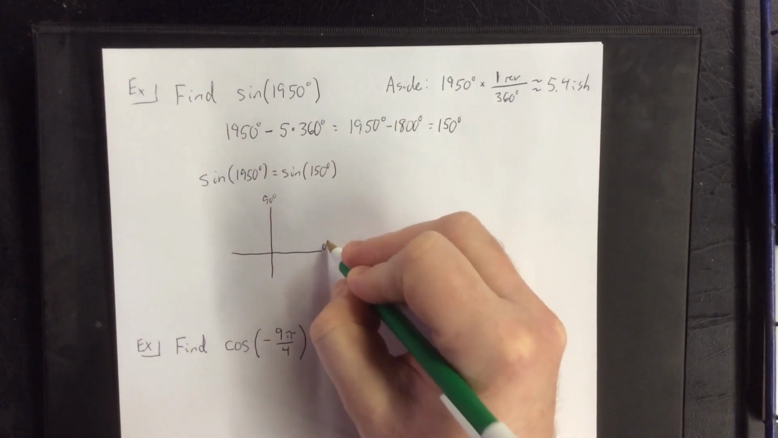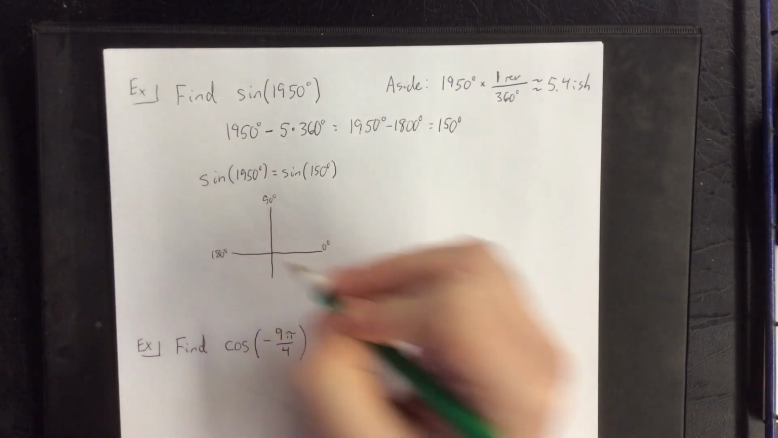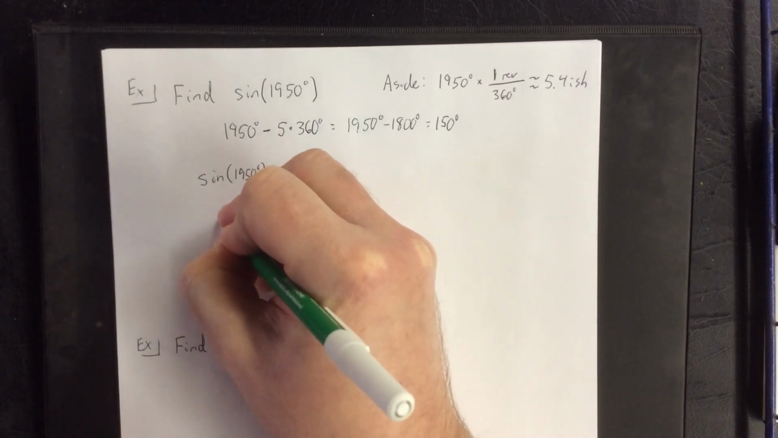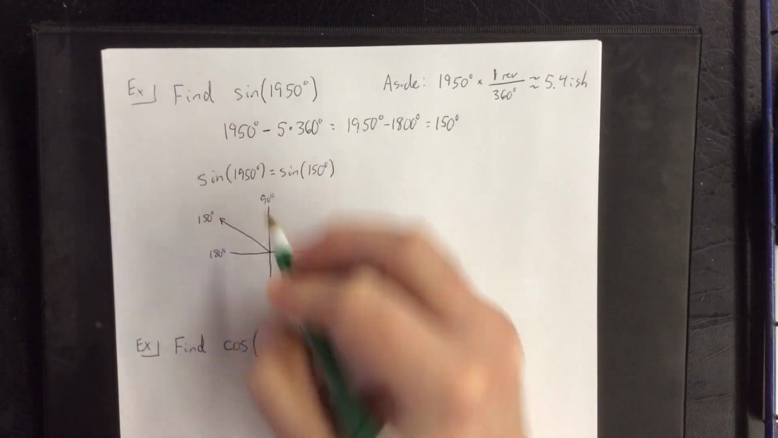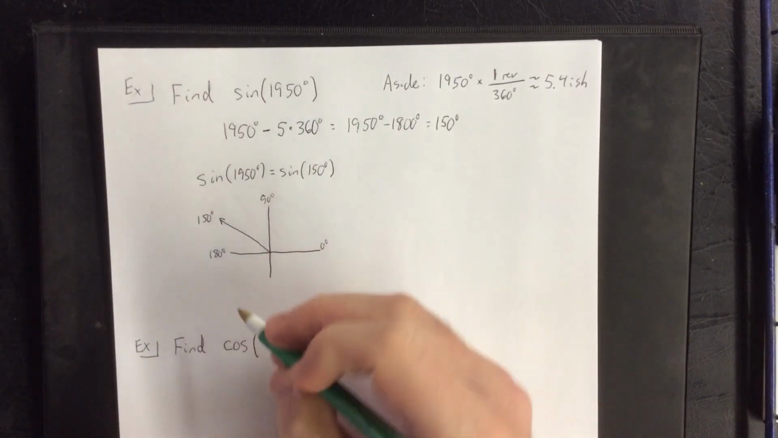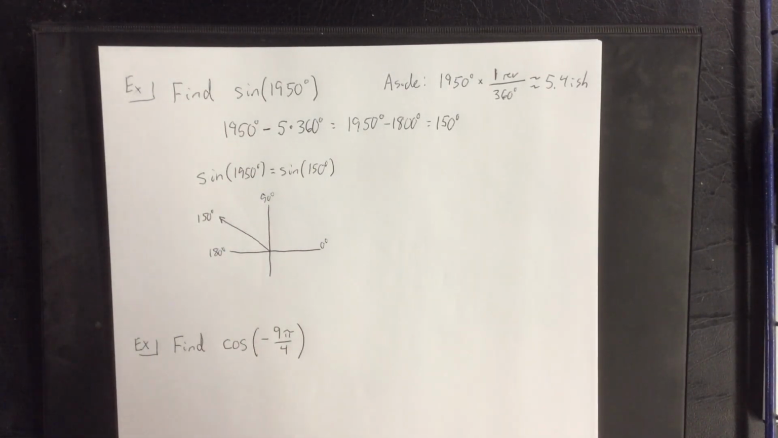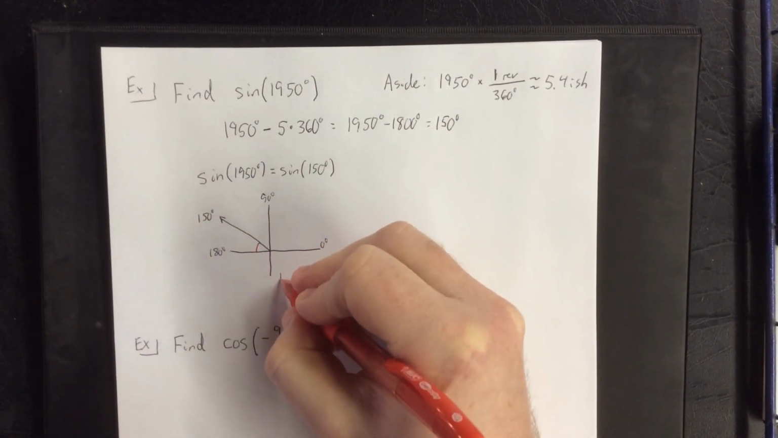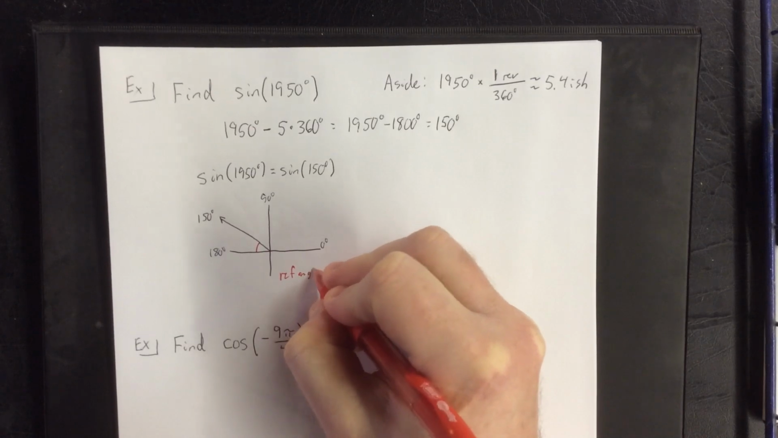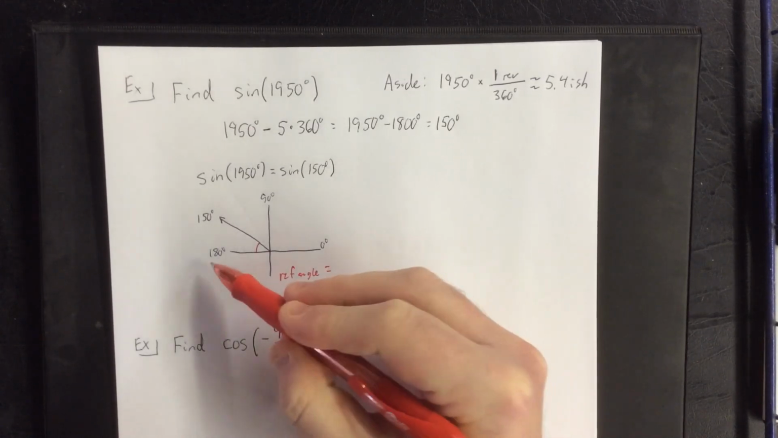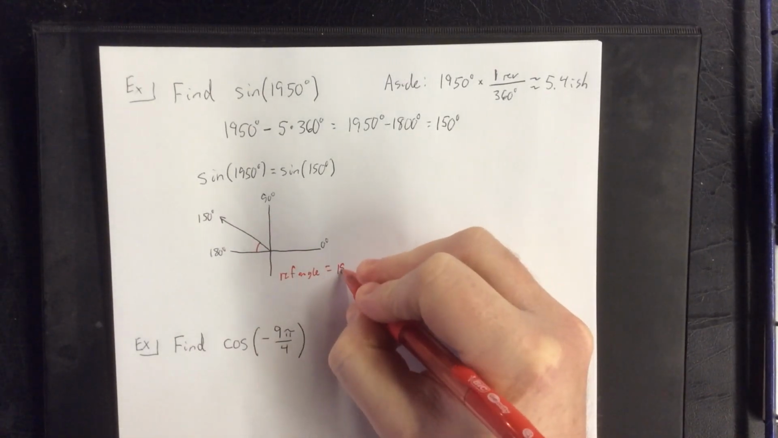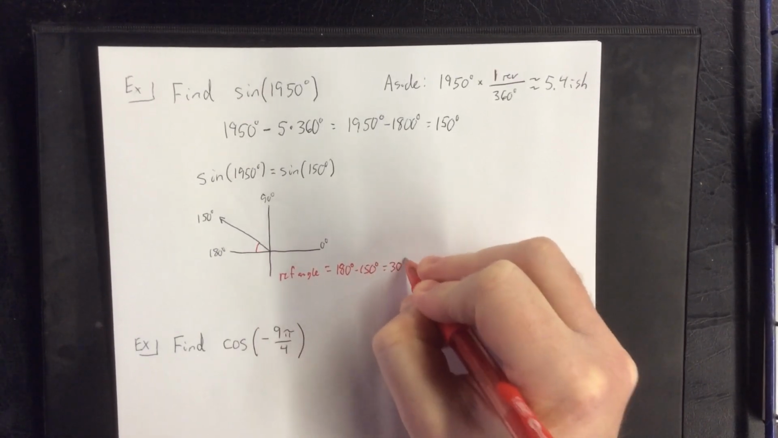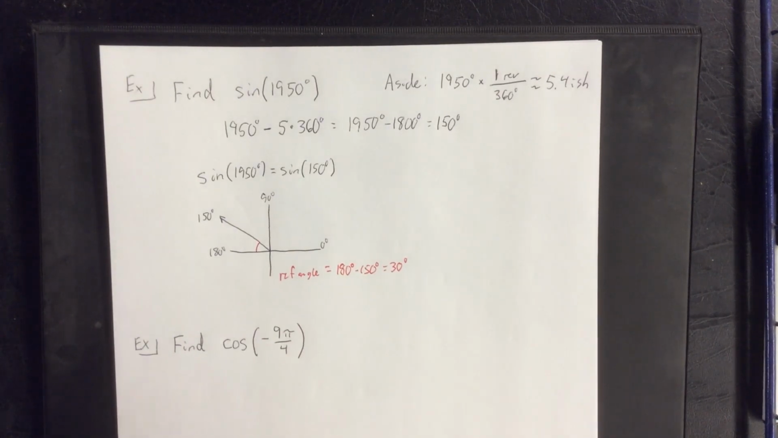I'll point out that 150 degrees is between 90 degrees and 180 degrees. So we'll sketch that over here, a little closer to 180 than it is to 90. And our reference angle is going to be this guy right here. That is the angle between 180 degrees and 150 degrees. So we'll perform that subtraction and get that our reference angle is a 30-degree angle.